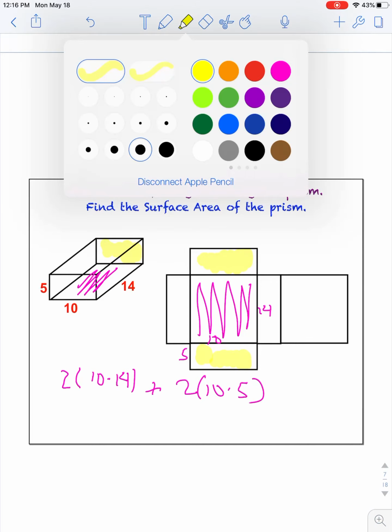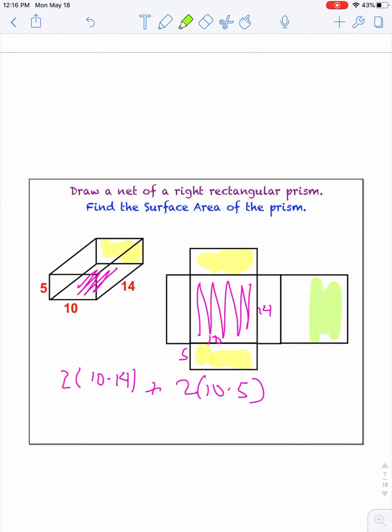Let's try again. See if I can get this other color. There we go. So we have this. Oops, that was not it. Sorry. Highlighting the wrong one. It's this one right here and this one right here. And those are 5 by 14.